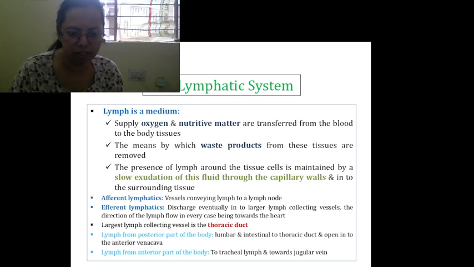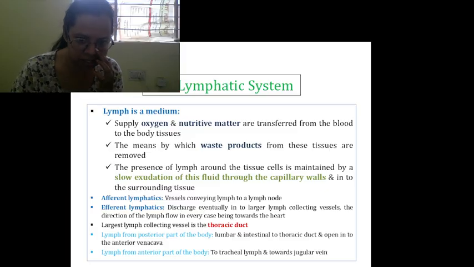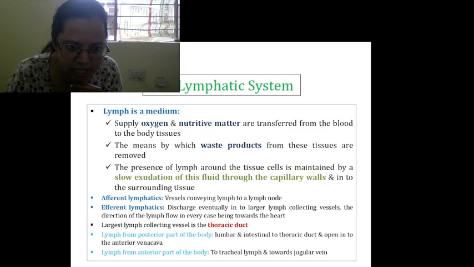Afferent lymphatics are vessels conveying lymph to a lymph node. Efferent lymphatics discharge eventually into larger lymph collecting vessels, the direction of lymph flow in every case being towards the heart. The largest lymph collecting vessel is the thoracic duct. Lymph from the posterior part of the body.